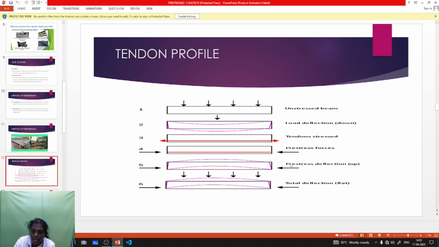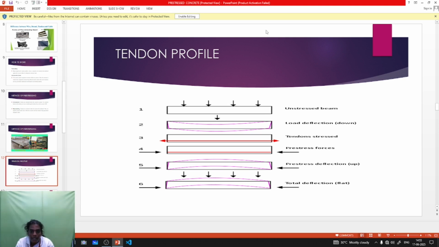So prestress has upward deflection and the applied load has downward deflection. The load applied gives the downward deflection and the prestress gives the upward deflection. So the two deflections counteract, and the total deflection is flat. This is the tension profile, used for prestressed concrete members. It is the load balancing concept.